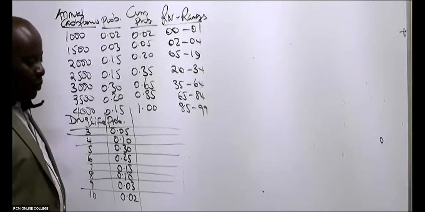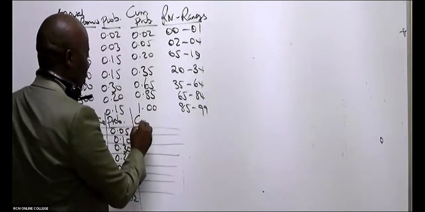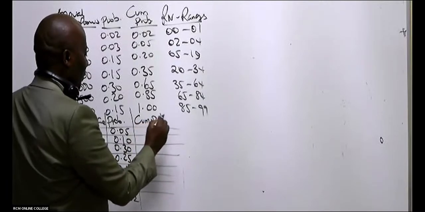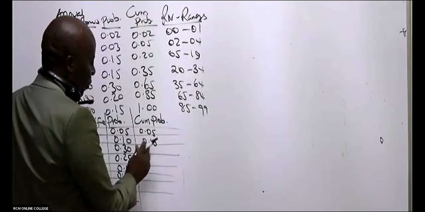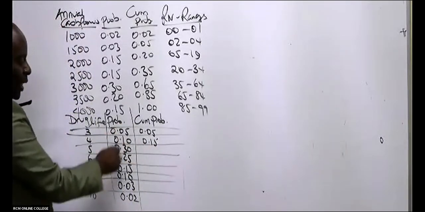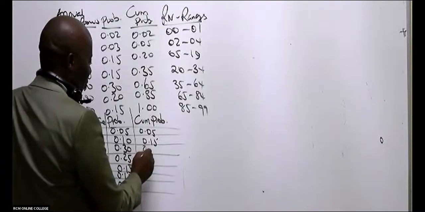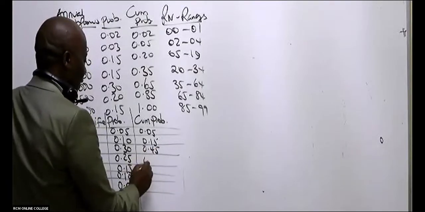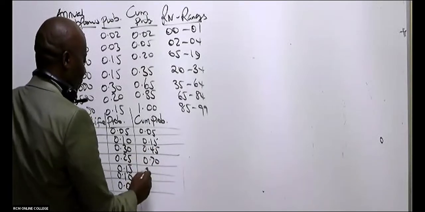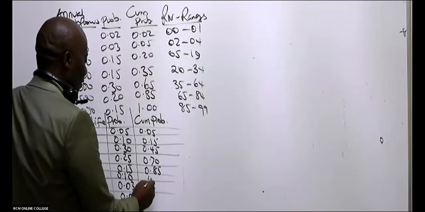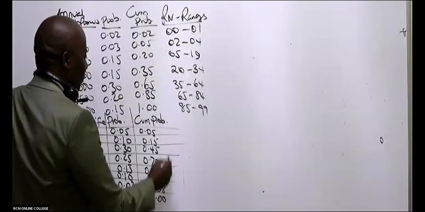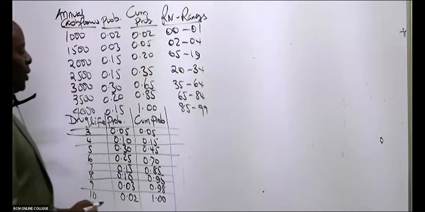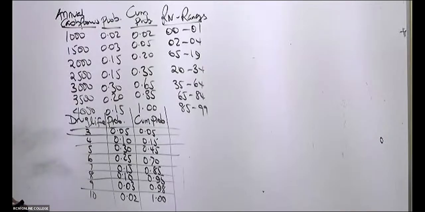Go ahead and give us cumulative probabilities as usual. So this will be 0.05, 0.15. I know now you're experts, eh? It's about adding downwards. So this gives us 0.45. This gives us 0.70, 0.85, 0.95, 0.98, 1.00. And then now out of this, we shall be able to get the random number ranges.